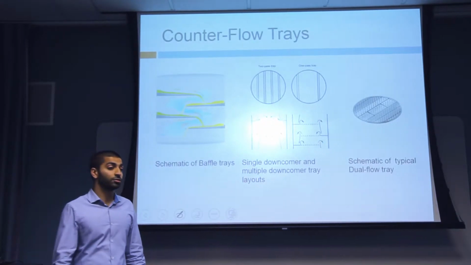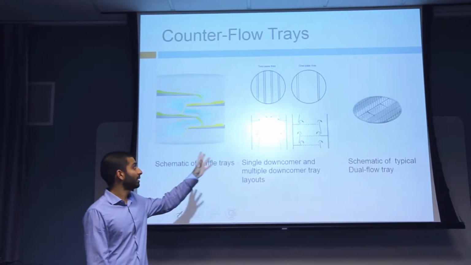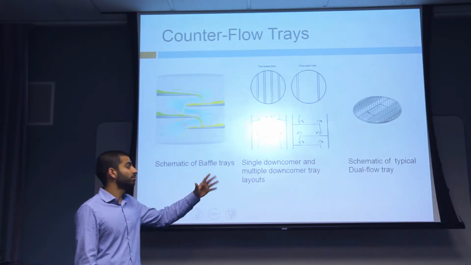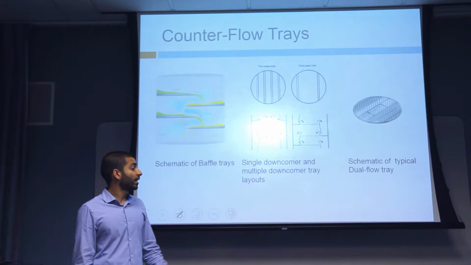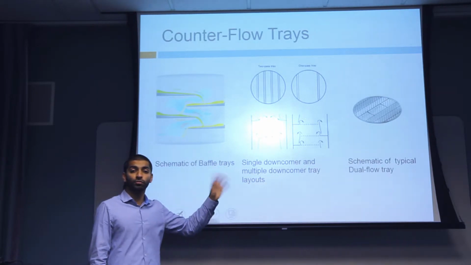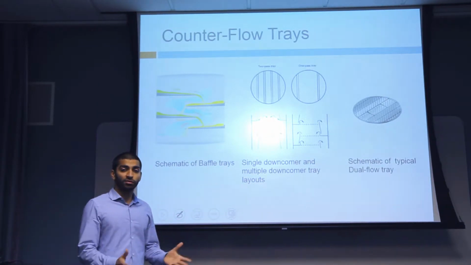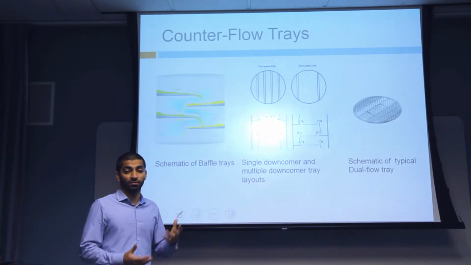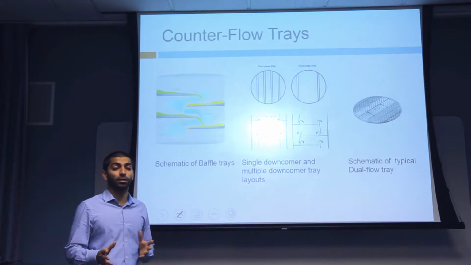In terms of counterflow trays, these are some of the novel examples that are out there right now. There are multiple examples, and there are proprietary examples too. So I'm going to talk about some of the most common ones. On the far right, we have a schematic of a dual flow tray. A dual flow tray is a sieve tray without a downcomer, which means that the liquid and the vapor are both flowing through the sieve and through the perforations, and there's no downcomer.